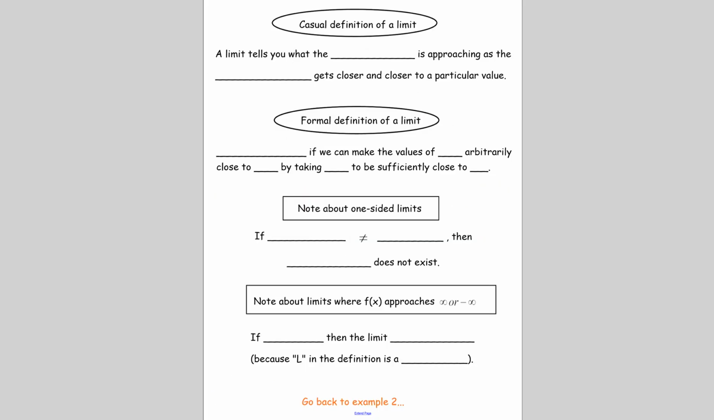Okay, we have a lot of things that we like to define in calculus, and what I like to do is give you the formal definition. I think that's my responsibility, to give you the mathematically accurate definition, but I also like to give you a casual version of the definition, which is kind of what we understand better. So, the casual definition of a limit. A limit tells you what the y value is approaching as the x value gets closer and closer to a particular value.